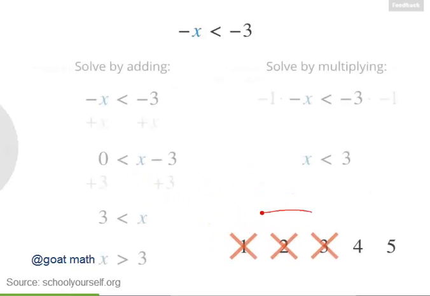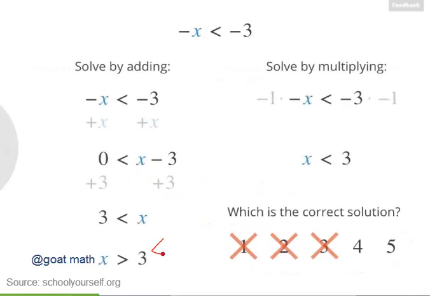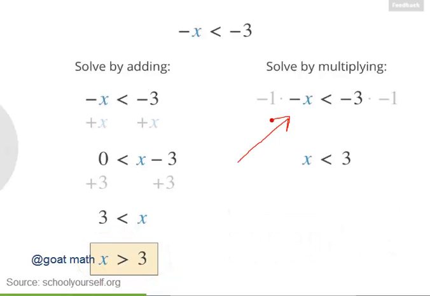So keeping in mind which of these numbers are solutions, which of these 2 options appears to be correct? Is x greater than 3 or less than 3? Exactly. So the correct solution is x is greater than 3. And that means we messed up over here somewhere. We actually stumbled onto a rule about inequalities.